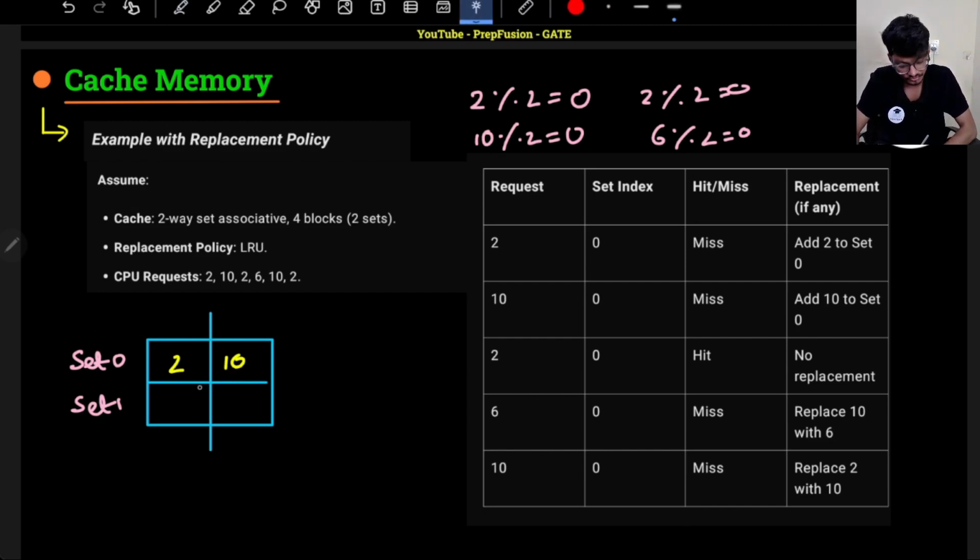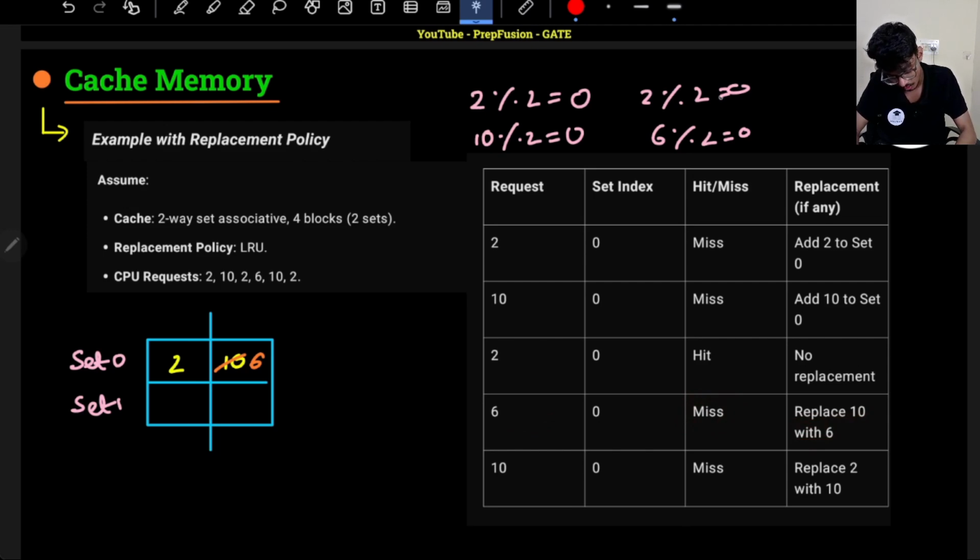I have to replace. Which one will I replace? Which one was the oldest that I did not call? So least recently used. Recently I used 2, right? So I will not, of course, replace 2. I will replace 10 because recently I had just called 2. I will replace whichever one was the least recently used. Least recently used is the 10. So I will replace 10 with 6. That is what is written over here. So it is a miss, and replace 10 with 6.